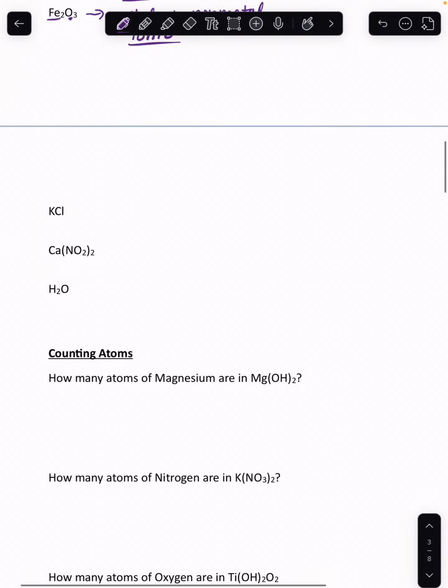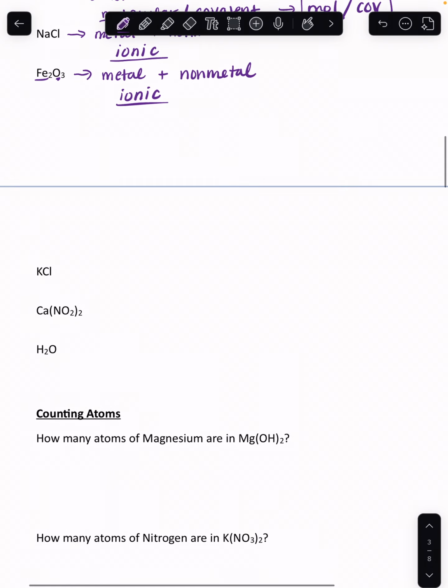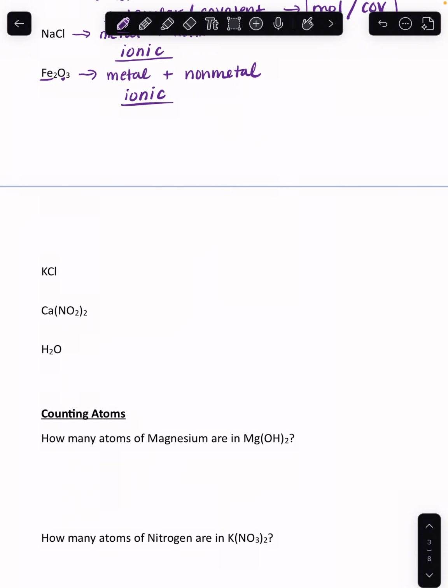Nice. All right, going down, look at this. So I got some here. KCl. K is potassium. That is on the left side of the table. That is a metal. And chlorine, on the right side of the periodic table, is a nonmetal. So this will be an ionic compound. Wow. Nice.